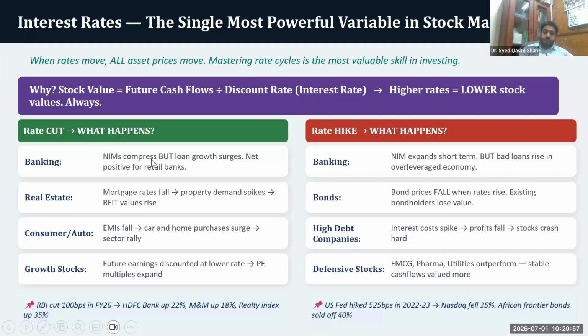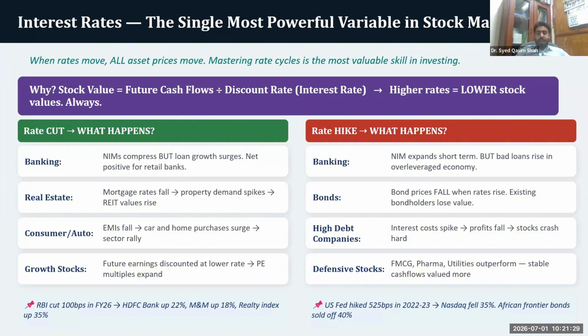Net interest margin is compared to loan growth surge and net profit for all retail banks. So there is a net positive for retail banks' net profit. In the banking sector, we can increase profitability simply. In real estate, mortgage rates will fall. Also, the REIT prices will be high. Obviously, that is one of the benefits that we can link with investing.